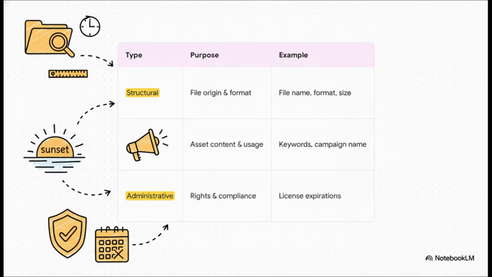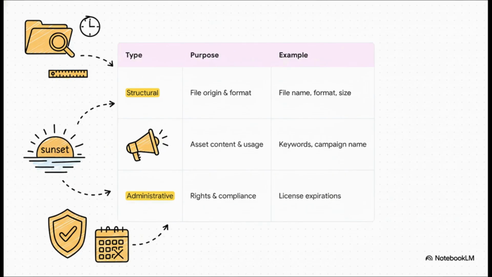It tells you what the asset is actually about. Think keywords like beach or sunset. And modern DAMs even use AI to automatically tag images, which saves an insane amount of time. And finally, you have administrative metadata. This is your compliance shield. It tracks things like license expirations and usage rights.